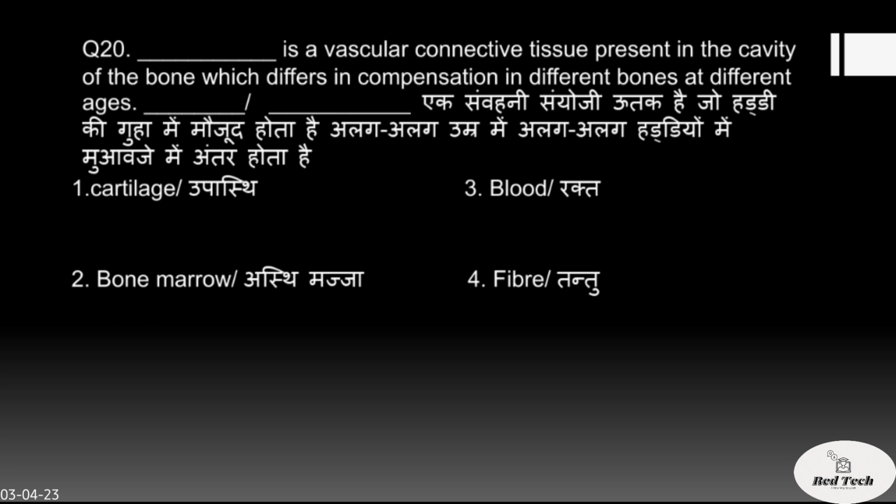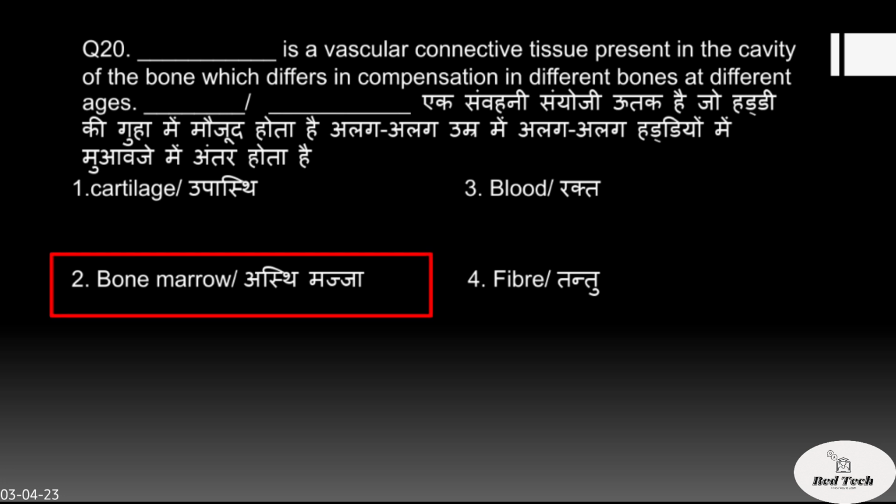So options are cartilage, second is bone marrow, option 3 is blood, option 4 is fiber. So we have to tell about the cavity in the bone. As you know, cartilage is not present in the cavity of a bone, blood is not in the cavity of the bone, and fiber also. So the right answer is bone marrow. Option number 2 is the right answer. Bone marrow is present in the middle of the bone, and it shows different composition in different ages.